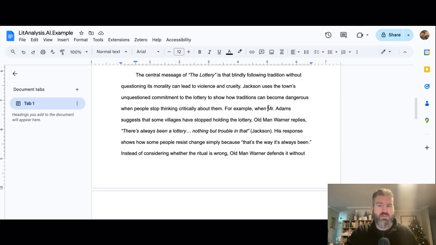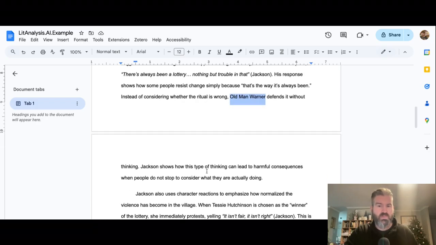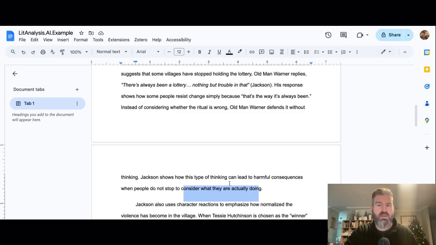One is we introduce characters. Mr. Adams. I don't know who Mr. Adams is. Again, we're writing these as if we're writing for an audience that has never read the article or the essay or the story in this case. And so we don't know who Mr. Adams is. We don't know who Old Man Warner is or why he's important. And we don't know why this is actually concerning yet.